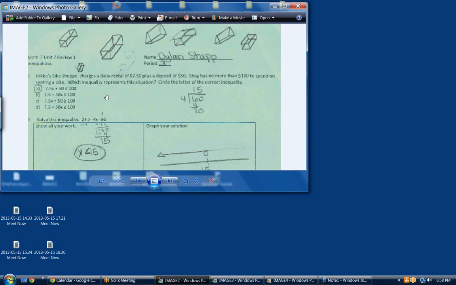Alright, so 105. So what's the result of the inequality? What's your final x? Here, let me just solve this real fast. Okay, so 20 goes into 50 2 times, which is 40.